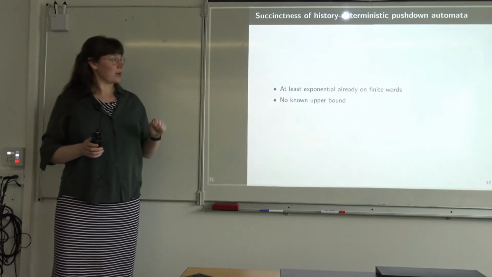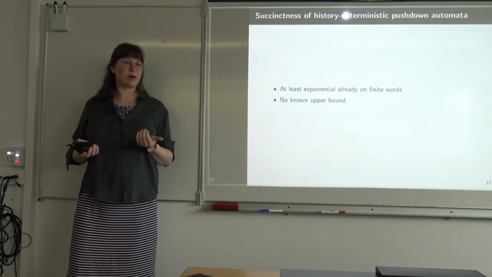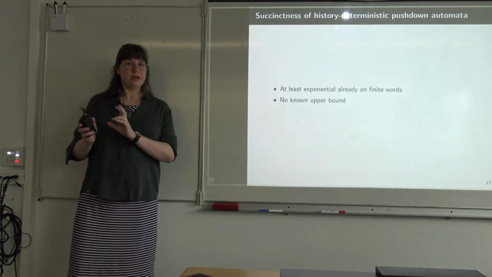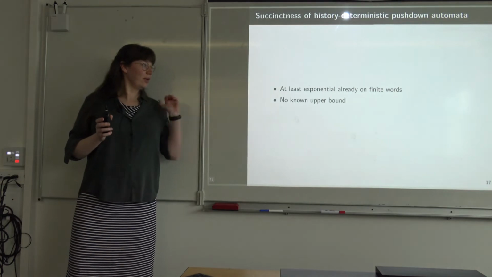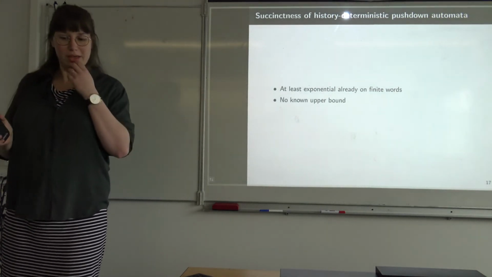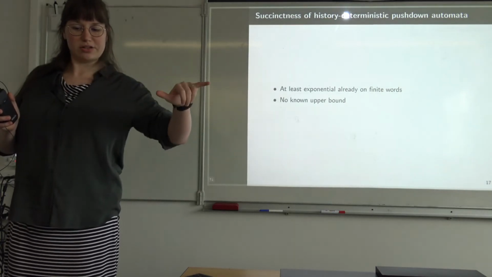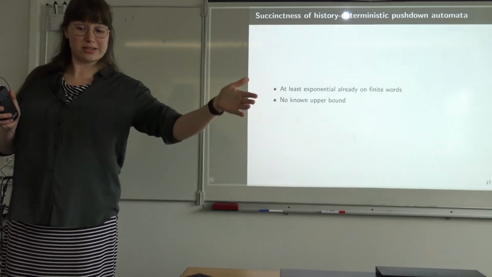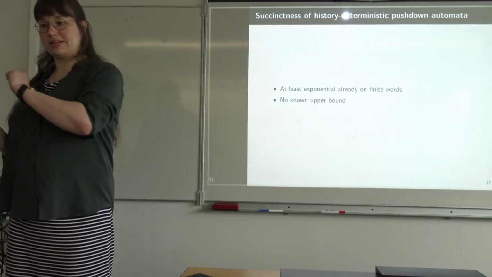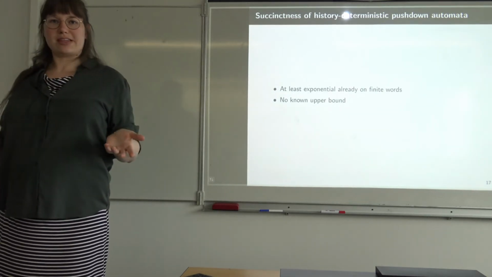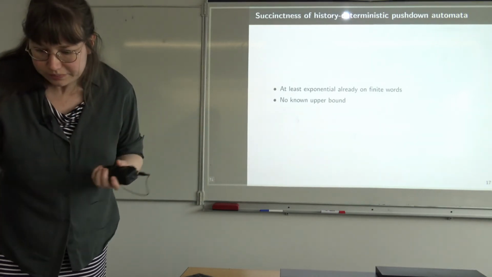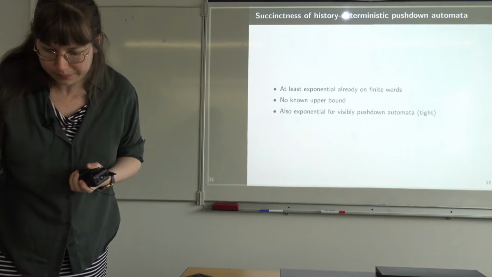So what we have shown is that they are at least one exponential more succinct, even on finite words this time. However, the upper bound could be arbitrarily larger. So we know that there's a double exponential succinctness gap between non-determinism and history determinism, an exponential one between history determinism and determinism, but at least one of these gaps has to be arbitrarily large. So that's what we know so far.